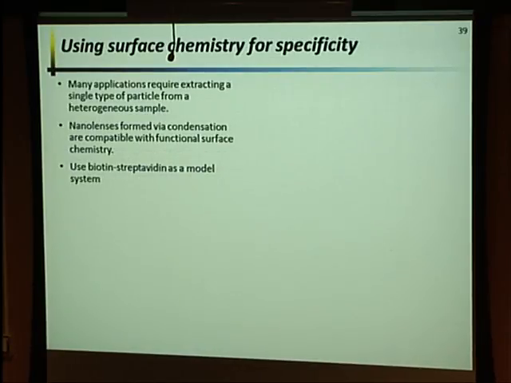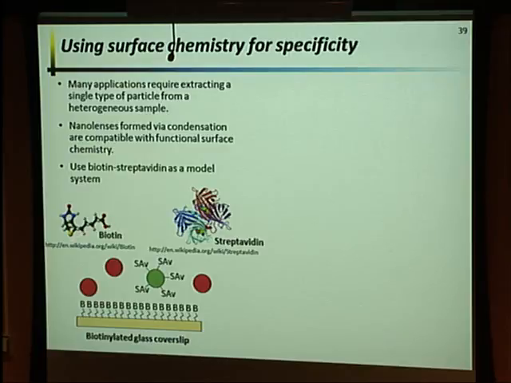The first thing I'm going to show is specificity. Many applications require extracting a single type of particle from a heterogeneous sample. Nanolenses formed via condensation are compatible with functional surface chemistry, and we're going to use biotin and streptavidin as a model system. Biotin and streptavidin are two molecules. This is a small molecule, and this is a protein. These two molecules happen to bind very strongly together, and it's a very typical initial system that people use when they look at binding.